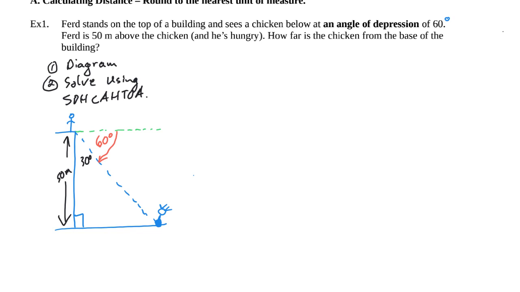Now, here's the other thing that I could do. I could also find this angle here, because this angle represents the angle of depression. But you'll notice that we have two parallel lines here. Those two parallel lines with this diagonal cause a Z pattern. That Z pattern means that if this is 60, this angle down here is 60. If I have an angle of depression of 60 inside my triangle, right now I have an angle of elevation from the chicken to Ferd of 60 degrees. So now we've got to use SOH CAH TOA.